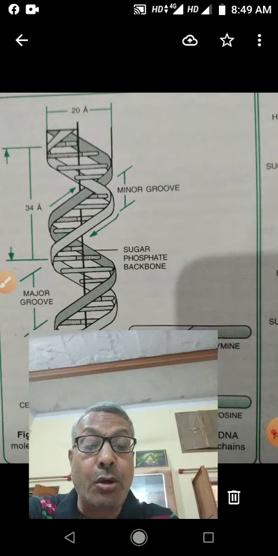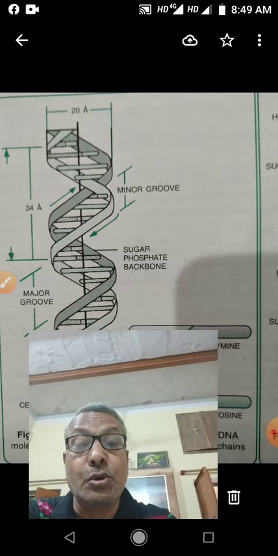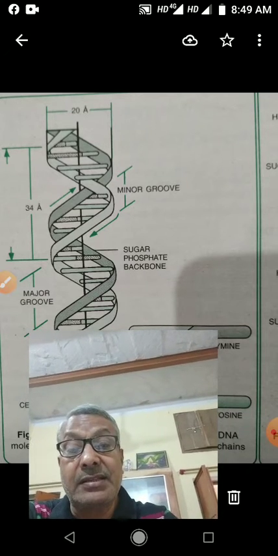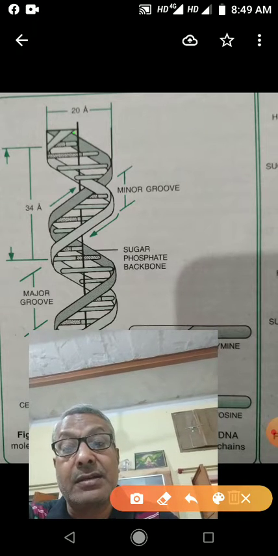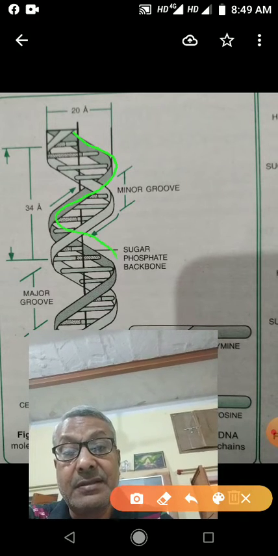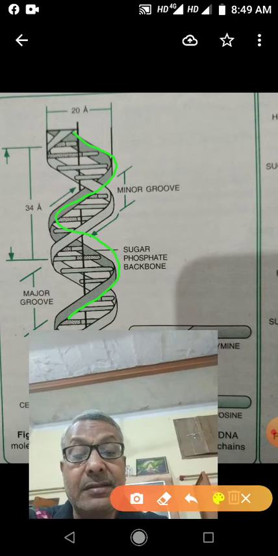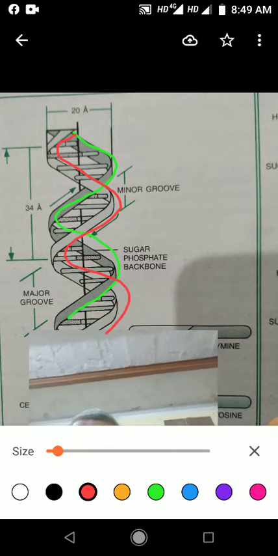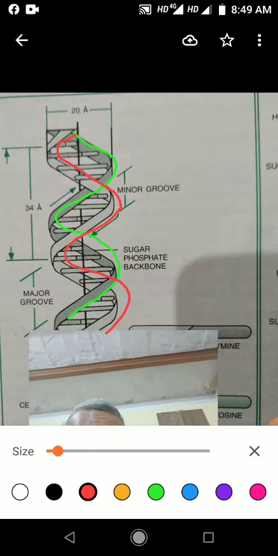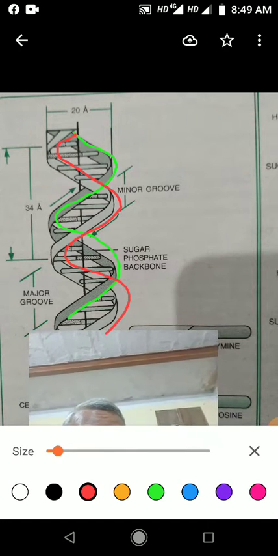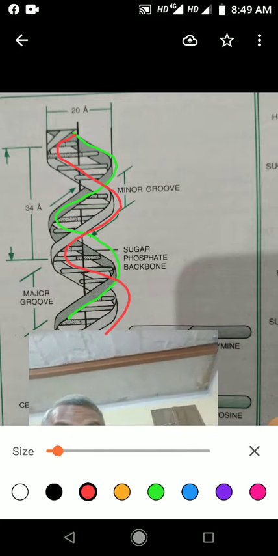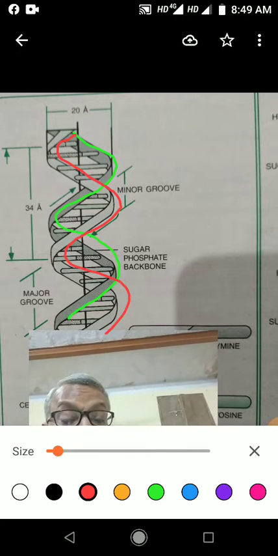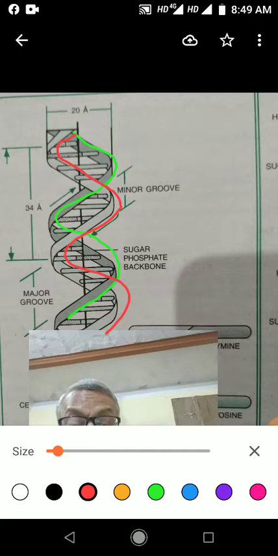There are two long and parallel polynucleotide chains. In this, you see this is one polynucleotide chain and there is another polynucleotide chain. So these are the two polynucleotide chains. They are parallel to each other, and both chains are helically coiled around the same axis.